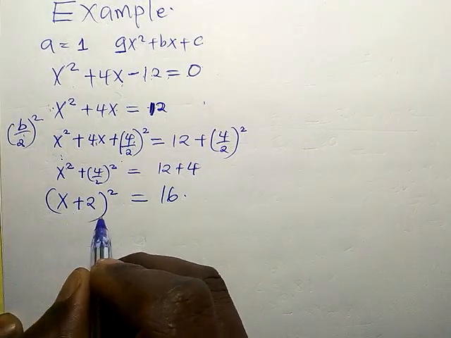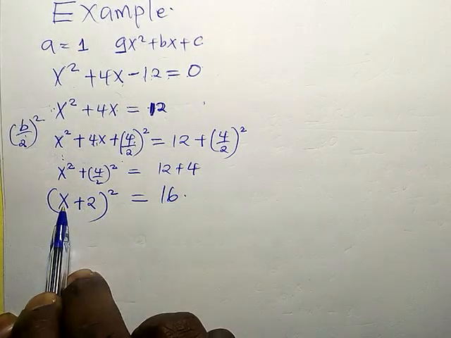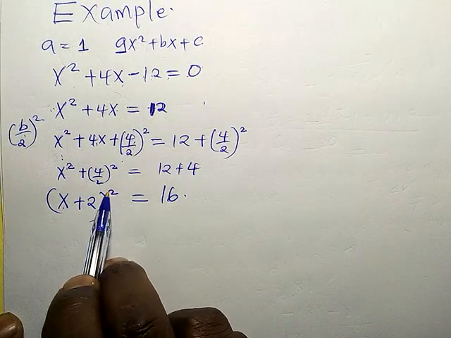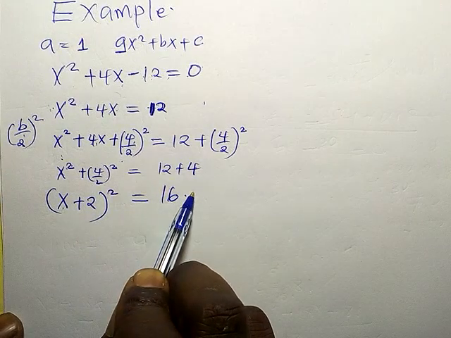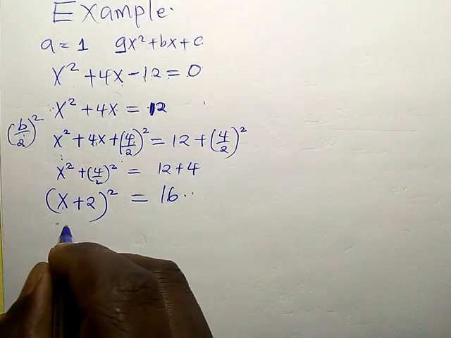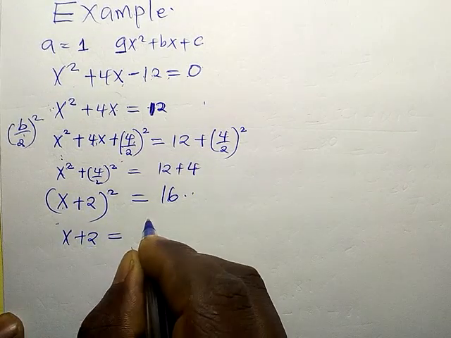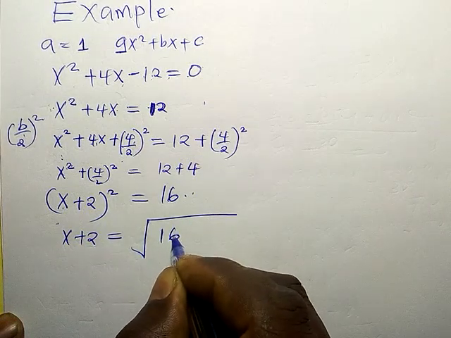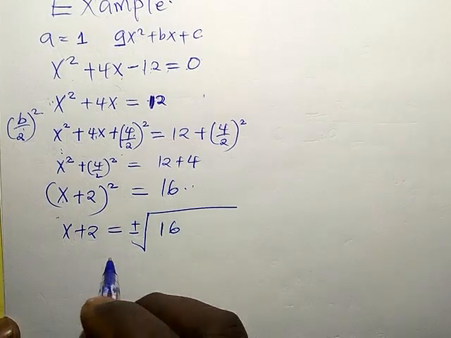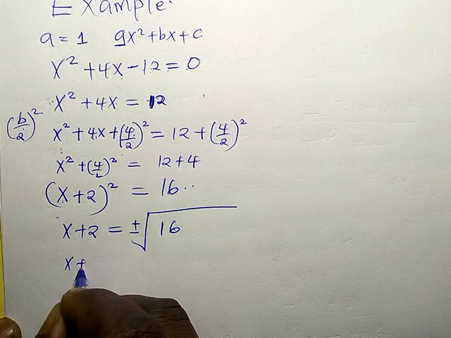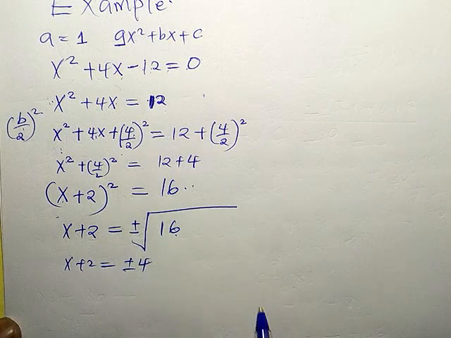Next one. Now that we have reached here, we want to get the value of x. Therefore, we want to remove this square here. To remove this square, we take the square root on both sides. So x plus 2 equal to the square root of 16. And once you have done this, always remember to put positive or negative. The square root of 16 is 4. So x plus 2 equal to positive or minus 4.